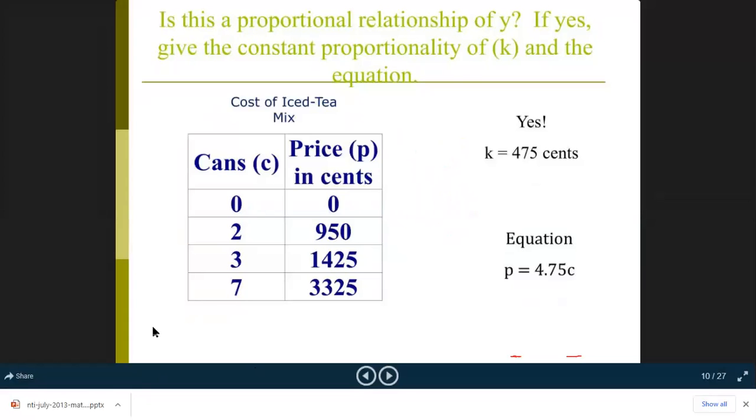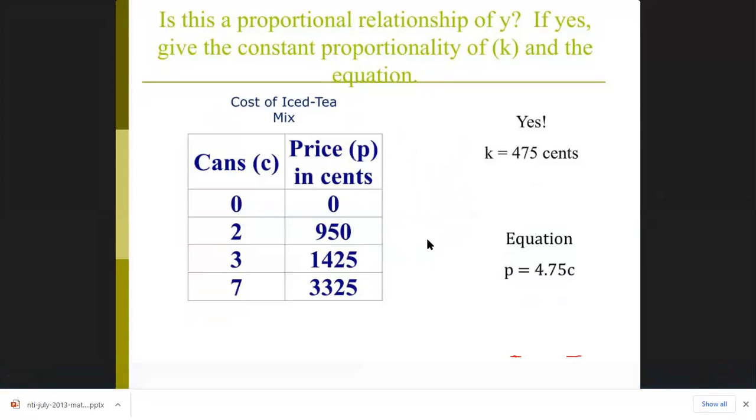So this one, the same idea, right? Is this relation a proportional relationship? They increase. Agree with you 100%. Yes, they increase. But he started with zero cans and price zero. Don't care about this because this is the starting point.